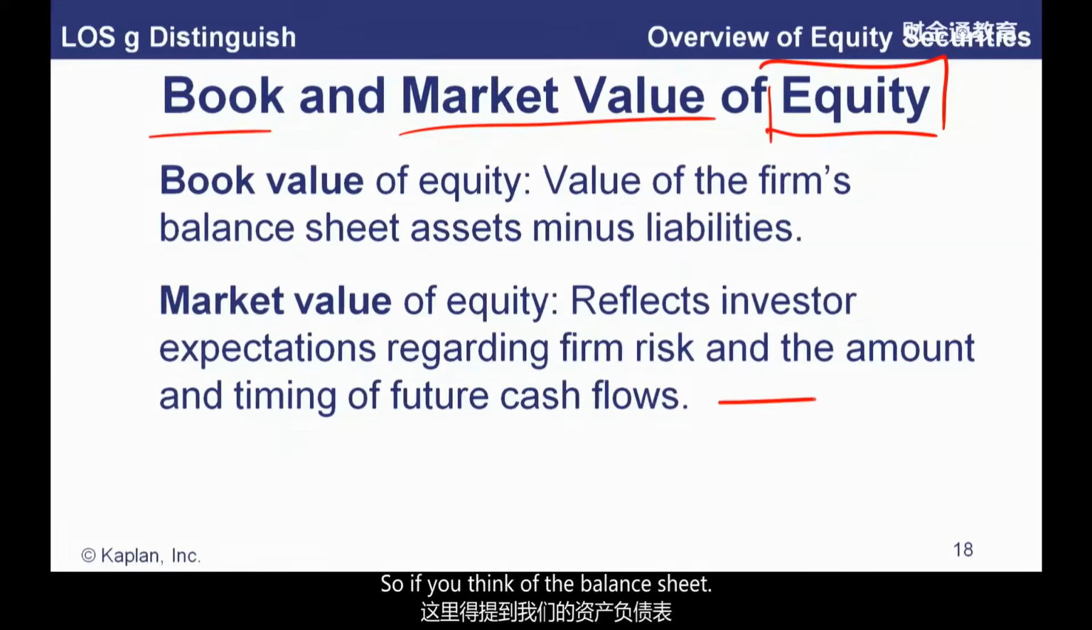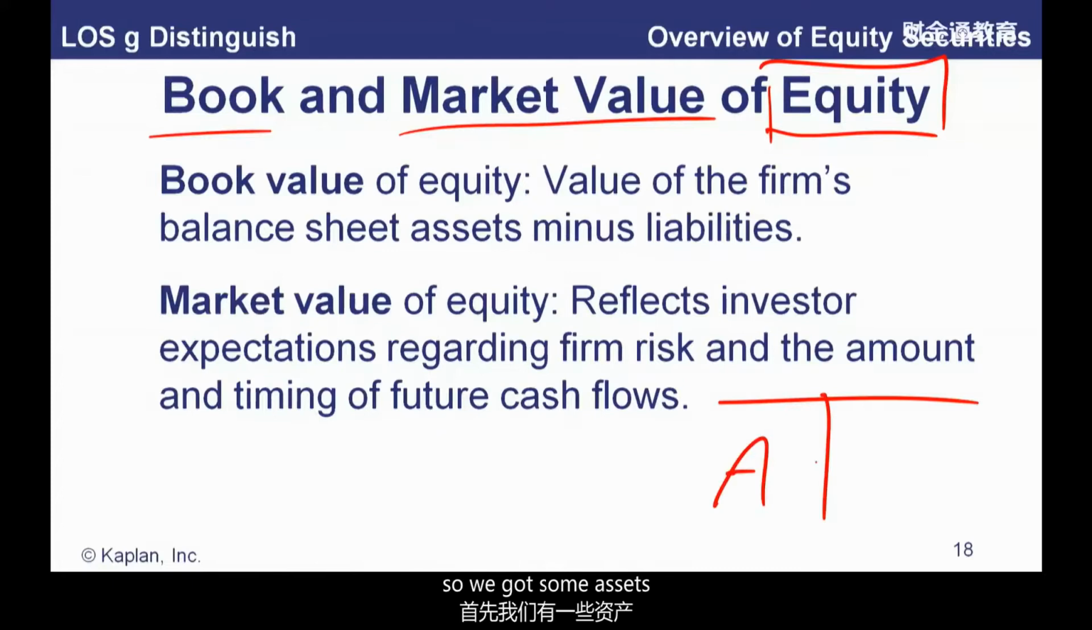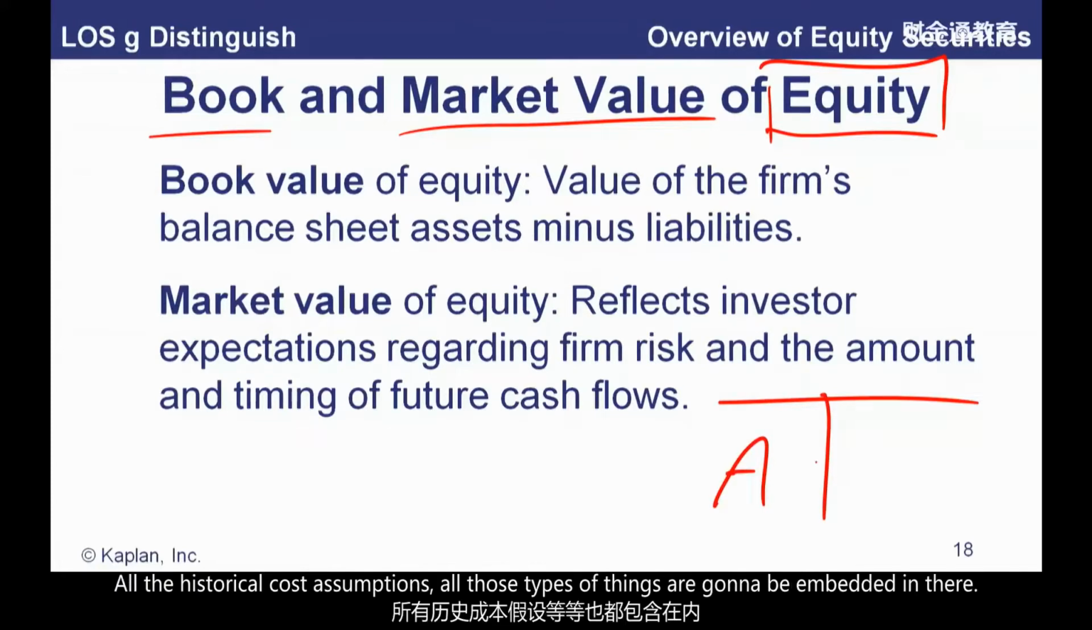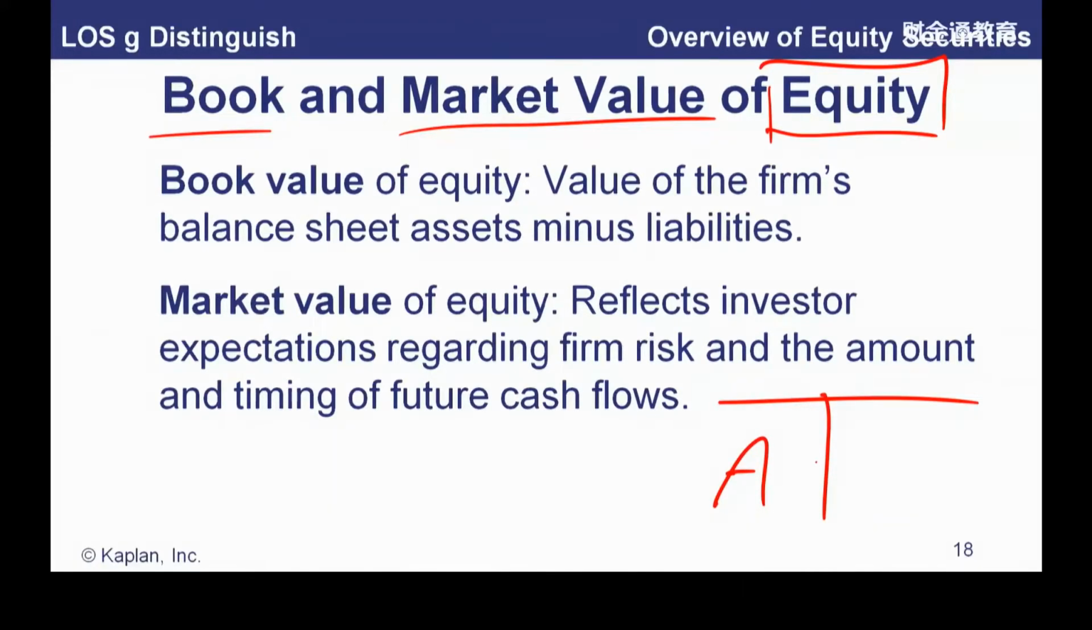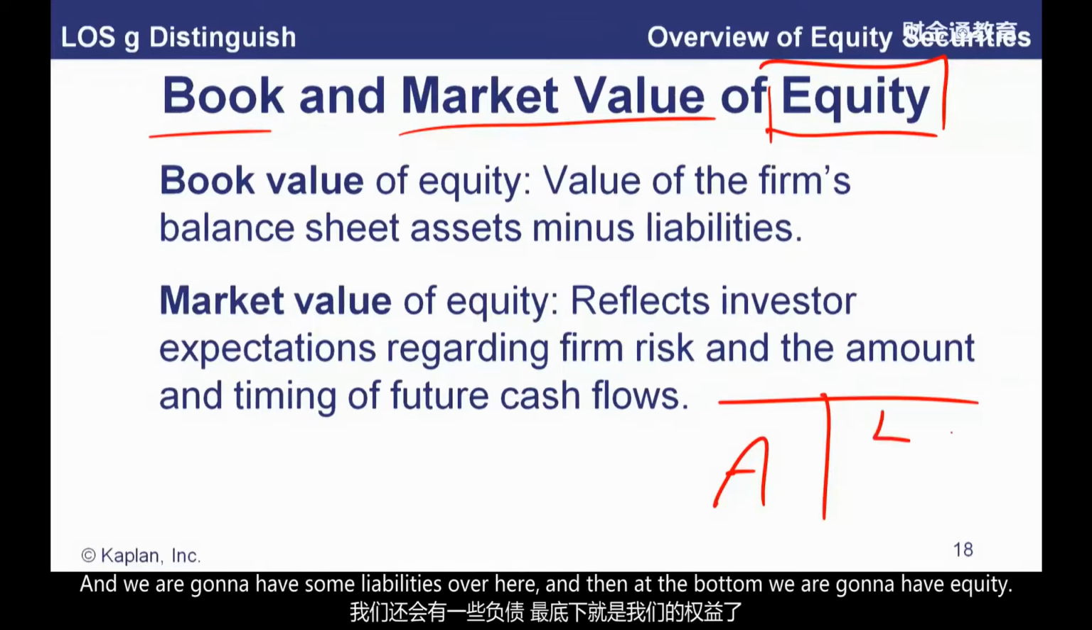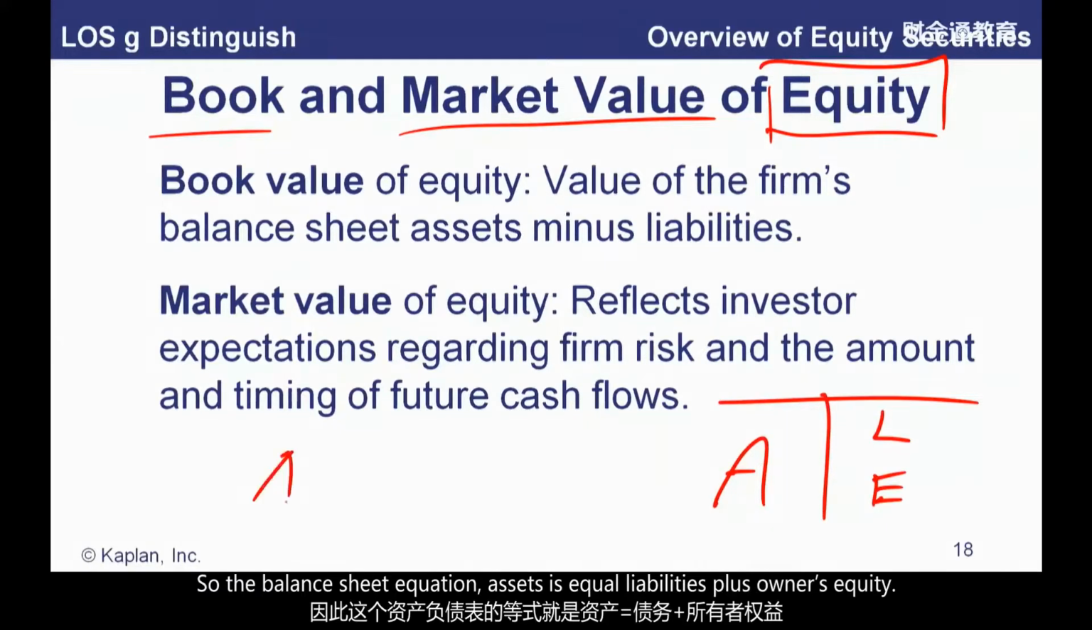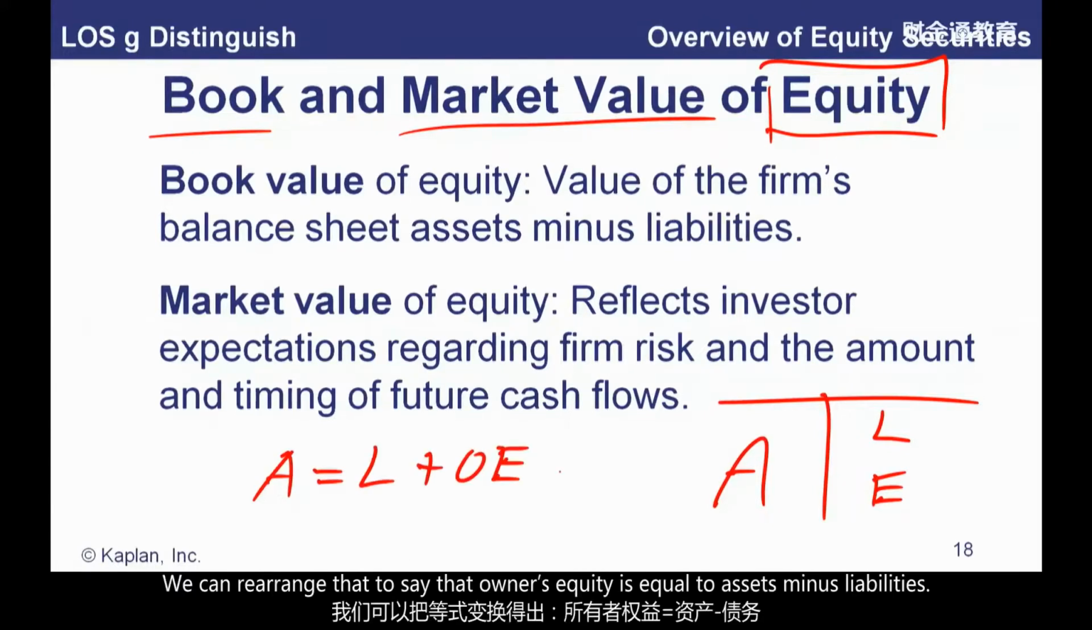If you think of the balance sheet, we've got some assets. They're going to be reported at whatever they're reported at. All the historical cost assumptions are going to be embedded in there. Then we're going to have some liabilities over here, and at the bottom, we're going to have equity. So the balance sheet equation: assets equal liabilities plus owner's equity. We can rearrange that to say that owner's equity is equal to assets minus liabilities.